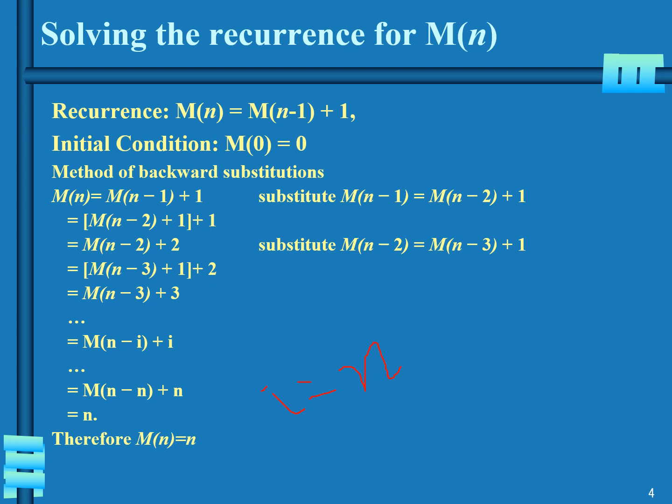So therefore, if you solve the recurrence by using backward substitution, you will get M of n equal to n. So therefore, the time complexity of the factorial of a number, T of n, is equal to big O of n. This is the time complexity for finding the factorial of a given integer number n.